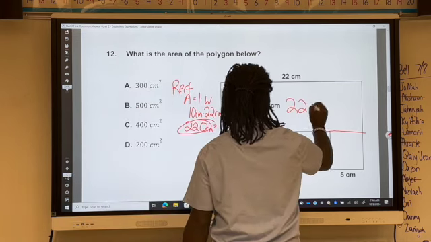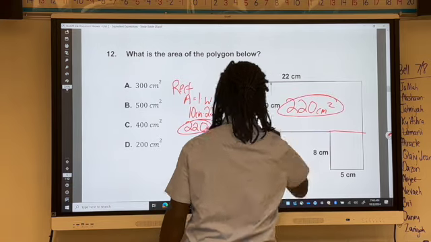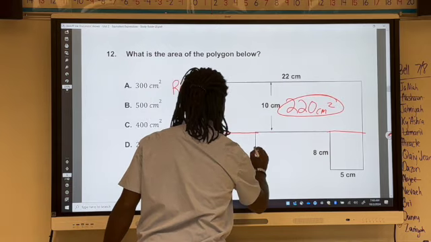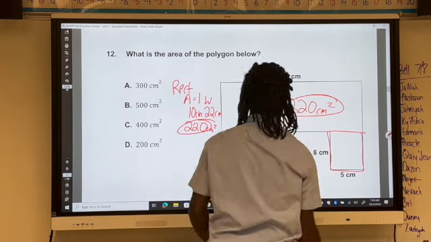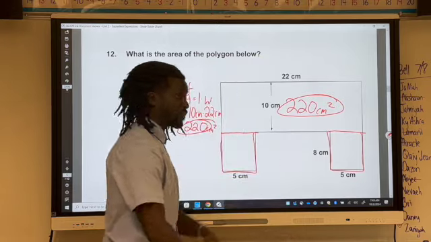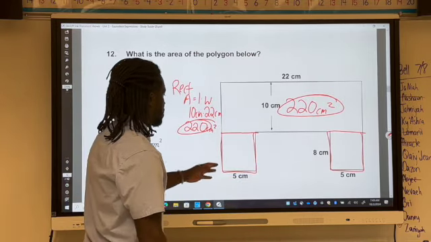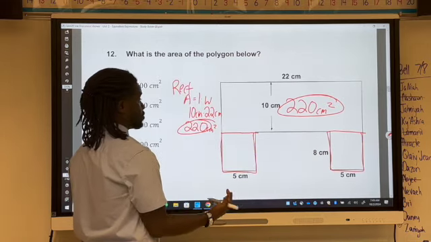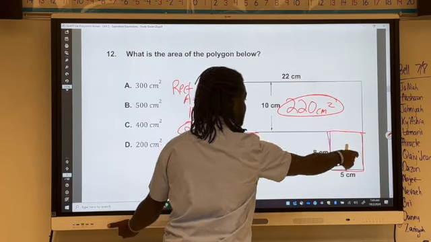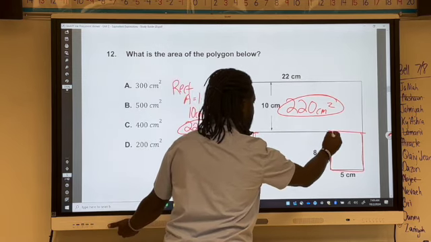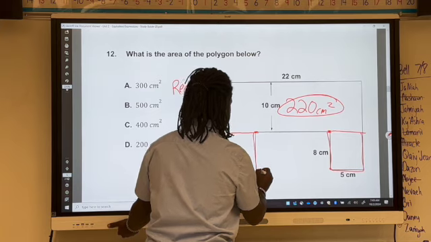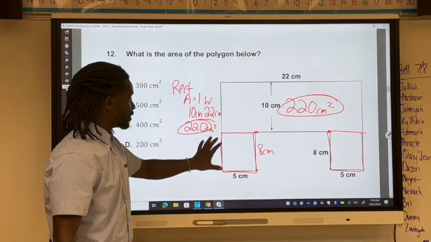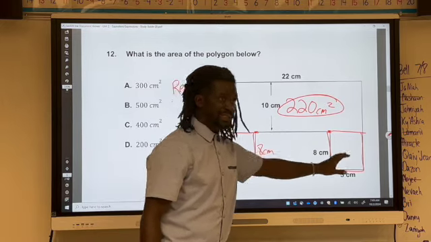Okay, so that's 220 centimeters squared. All right, and then I got to find the area of these two pieces. Well, this one, actually, I have 8 and 5, so I already know that one. With this one, though, it doesn't give it to me. But if we look, we should be able to figure out that this rectangle is the same as that rectangle, because this piece goes here, it's the same distance. So this is also 8 centimeters squared. So really, when I find the area of this rectangle, it is the same as that one.